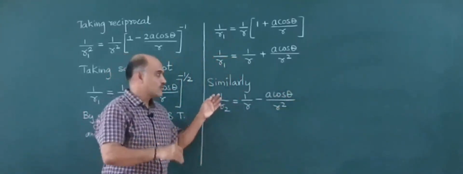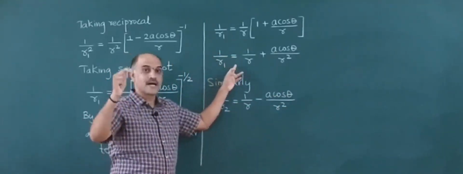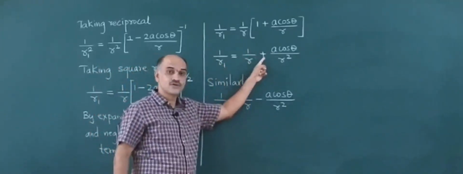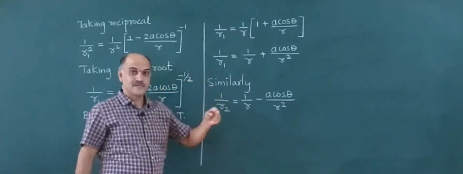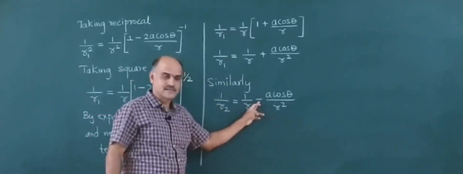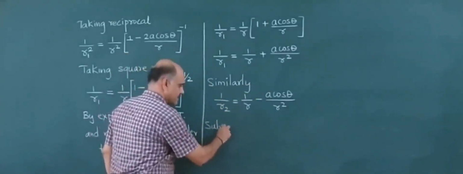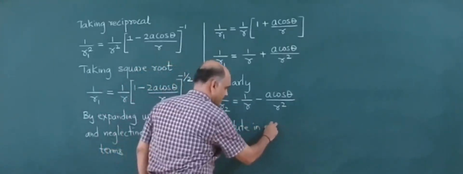So if you go back and observe, r1 square is equal to a square plus r square minus 2ar cos theta. Minus 2ar cos theta is there, so you are getting plus. r2 square is equal to r square plus a square plus 2ar cos theta, so here you are getting minus. Now substitute these values in equation 1.